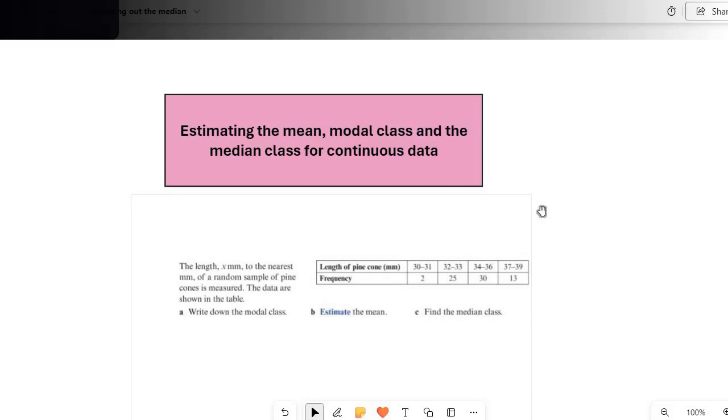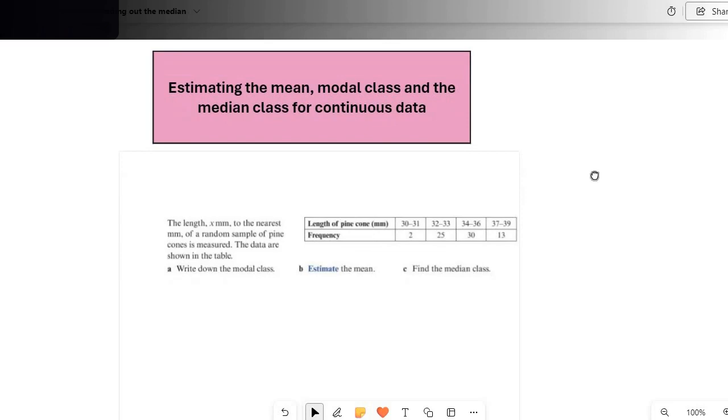In our last video, we discussed how we can calculate the mean, median, and mode from discrete frequency tables, and today, in this video, we will be expanding this idea to continuous, non-discrete frequency tables.